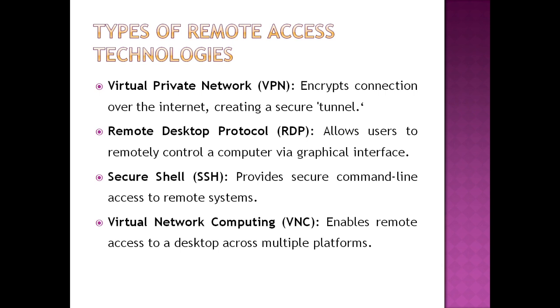Types of remote access technologies: virtual private network, remote desktop protocol, secure shell, virtual network computing. A virtual private network encrypts the connection over the internet, creating a secure tunnel. So even though we have a public channel to access the data, a separate encrypted connection is established so that others cannot see the content being transmitted over the channel.